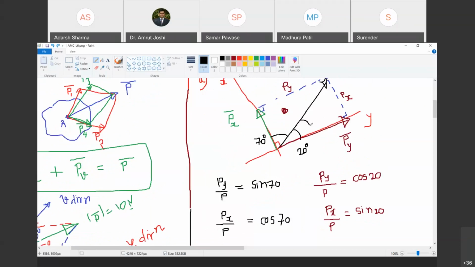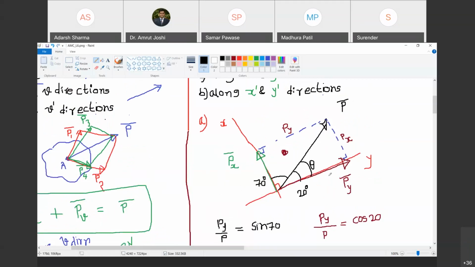If I call this angle as theta, then Py is P cos theta and Px is P sin theta. Do you agree with me? So therefore, the component which is adjacent to theta is cos theta. Keep this in mind: the component adjacent to theta is cos theta. Are you with me? And the other component is going to be sin theta.